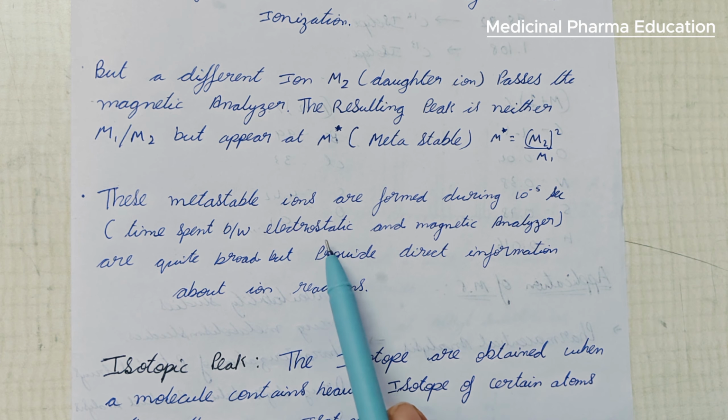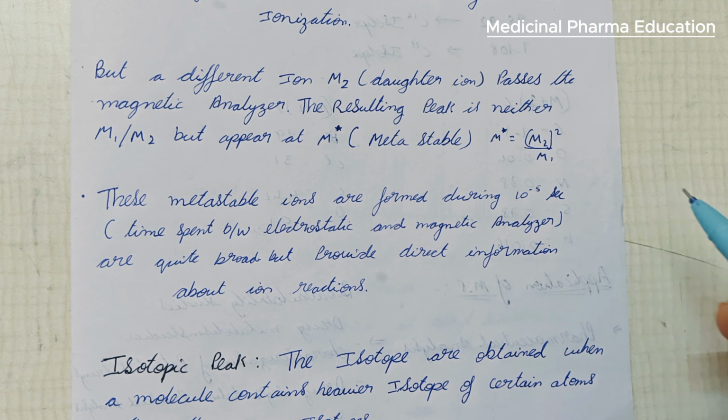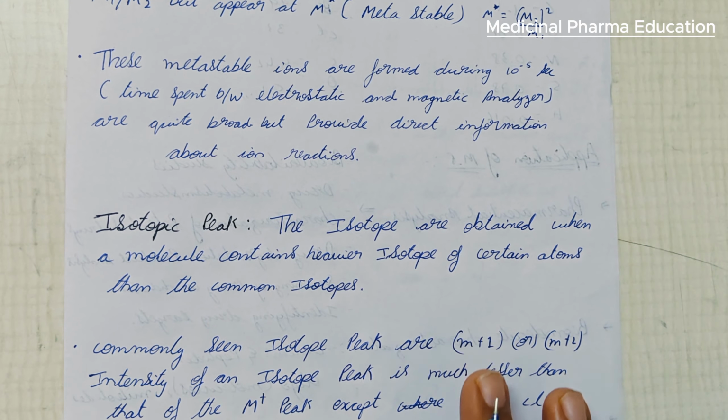Time spent between the electrostatic and magnetic analyzer is 10 to the power of minus 5, meaning 1 second divided by 10,000. That's a very small time required to form. It is quite broad, but it also provides direct information about the ion reaction. This is called a metastable ion or metastable peak.